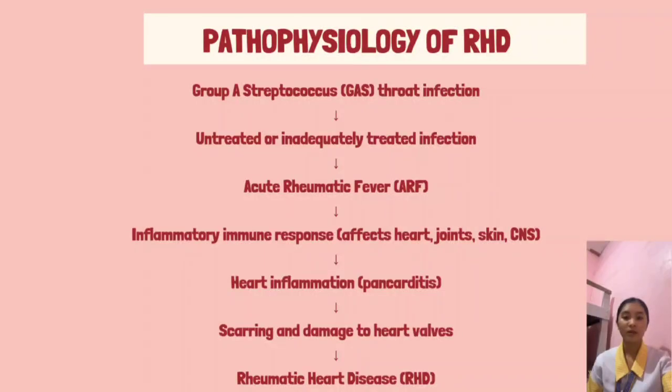So untreated or inadequately treated infection. So when a GAS throat infection is not treated promptly or adequately with antibiotics, the bacteria can persist in the body. So inadequate treatment includes incomplete antibiotic courses or delayed diagnosis. This allows the infection to linger, increasing the risk of complications. The immune system may mount a prolonged response, setting the stage for autoimmune complications.